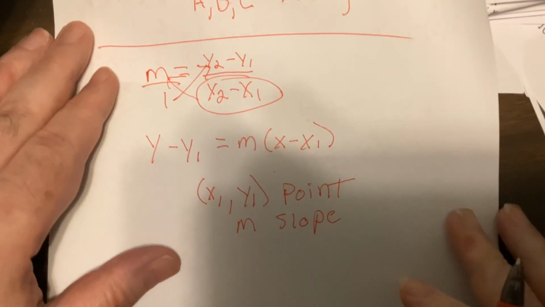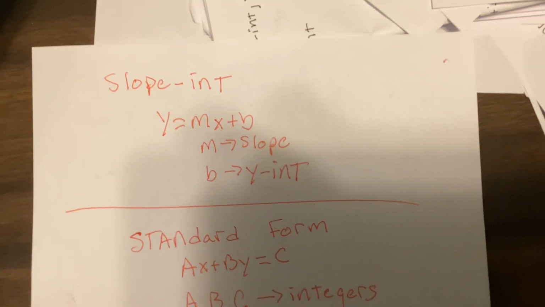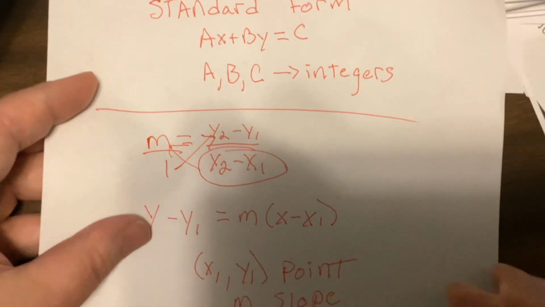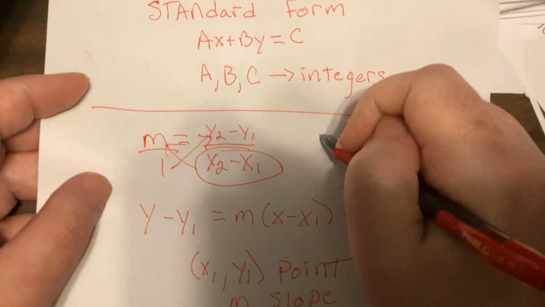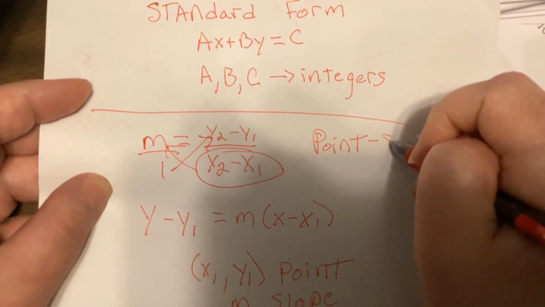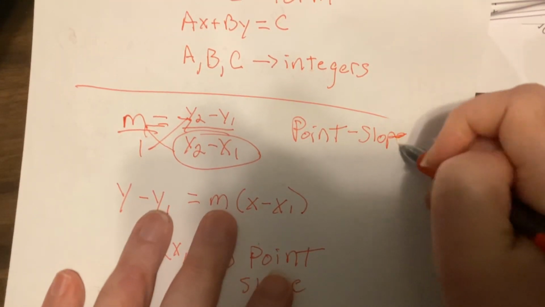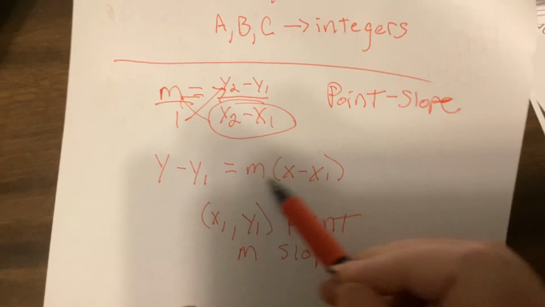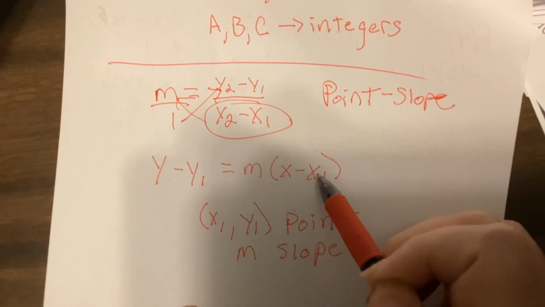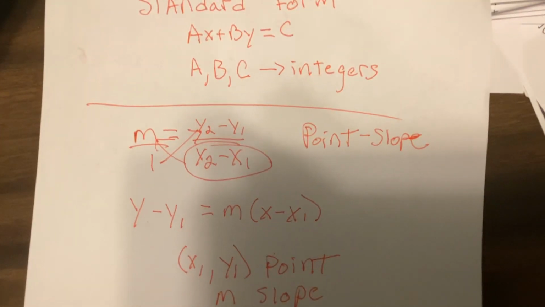So you need to know those three formulas. Memorize those three formulas. And this is called point slope. And I almost forgot to write that down. It's called point slope because just by looking at this equation, I can see the slope of the line, and I can see x1, y1, which is a point on the line.